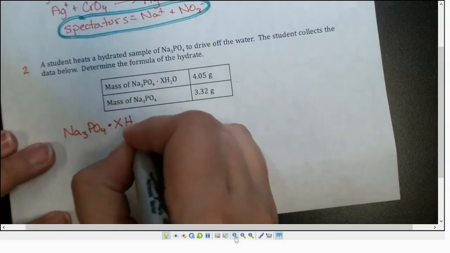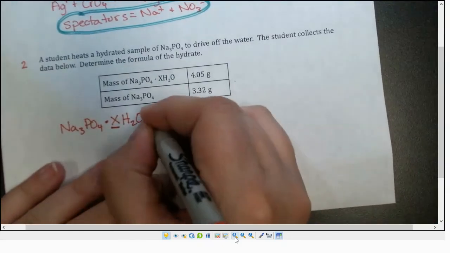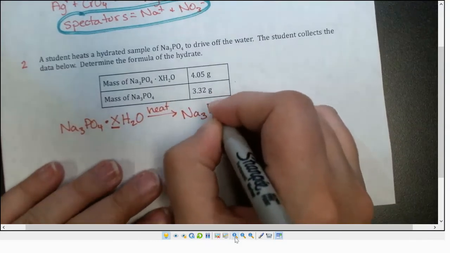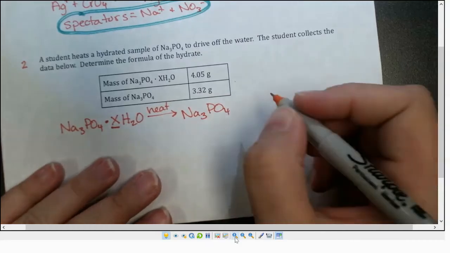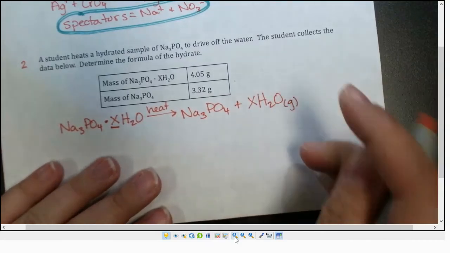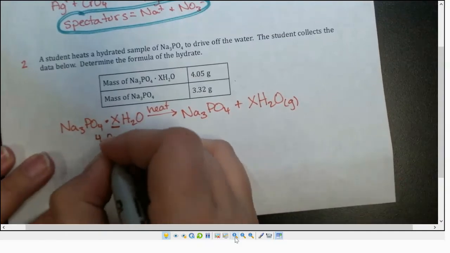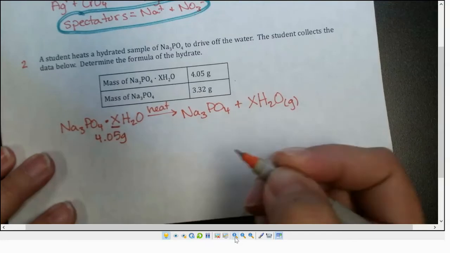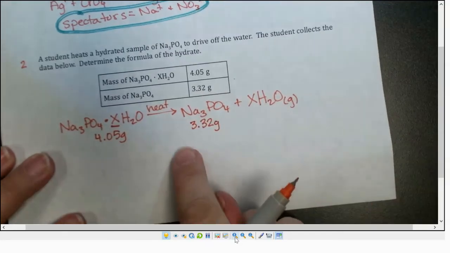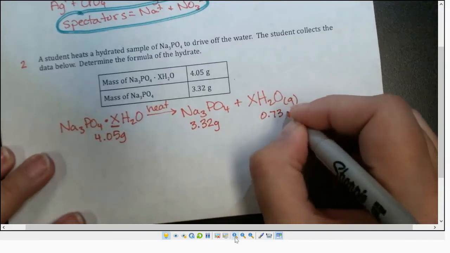which looks like this. We just don't know what that coefficient is on the water. We heat it, and when you heat it, the water goes away, leaving you with this dry Na3PO4 and then some amount of water that gets lost as a gas. The data tells us that this started out as 4.05. We end up with 3.32 grams. The way we figure out how much water was lost, you simply subtract, and we get 0.73 grams of just the water lost.